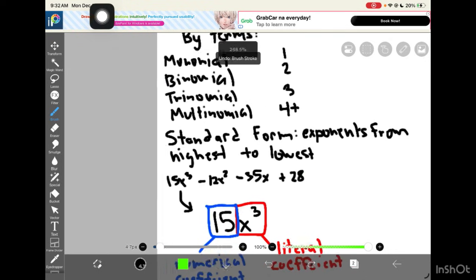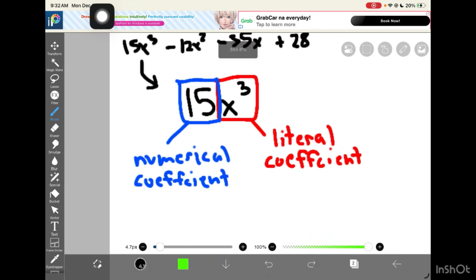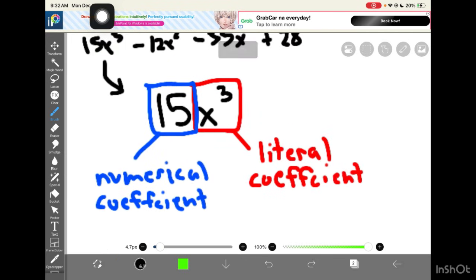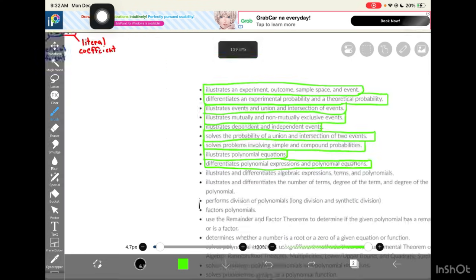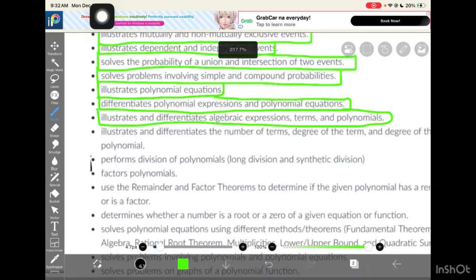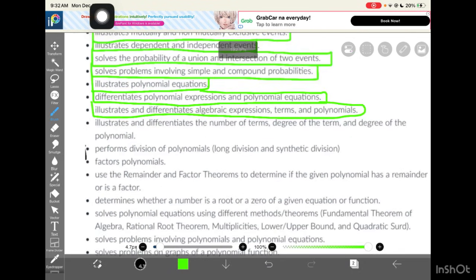That's basically it. And then another one is numerical coefficient versus literal coefficient. The literal coefficient is just the letter and the exponent, so x cubed. The numerical coefficient is the number that's attached to that. If there's no number, it's just 1. But in this case, it's 15. So we already did this. Number of terms, degree of the terms.